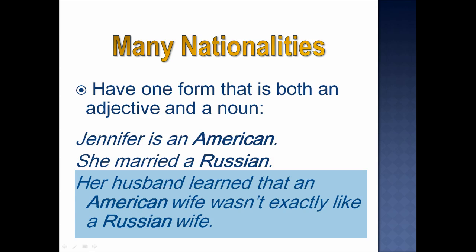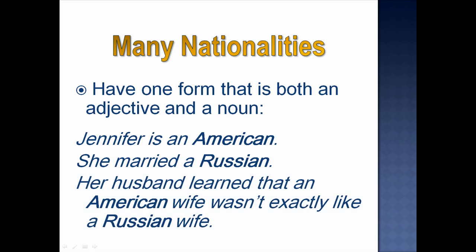Let's look at the second half of this statement. Her husband learned that an American wife wasn't exactly like a Russian wife. Here, the words American and Russian are being used as adjectives. We're describing the noun wife. So the same form is being used both as an adjective and as a noun, a singular noun. You can look at the ending and see a pattern. American, Russian. AN is the ending. So this pattern will hold true for other nationalities, such as Brazilian, Canadian, Australian.